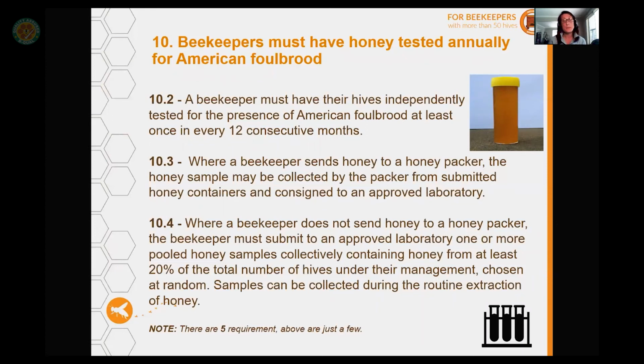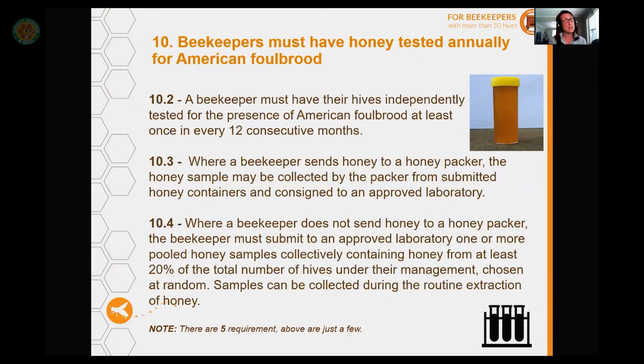Now, beekeepers with 50 or more hives must have an annual independent test for this disease. And doing a honey culture test will enable you to detect if the disease is present at a very low level. It also provides a snapshot of the level of AFB in different regional areas. Now, beekeepers are only required to have one test conducted on a pooled sample of honey collected from at least 20% of their hives. However, more extensive testing is recommended to assist with AFB detection and control.